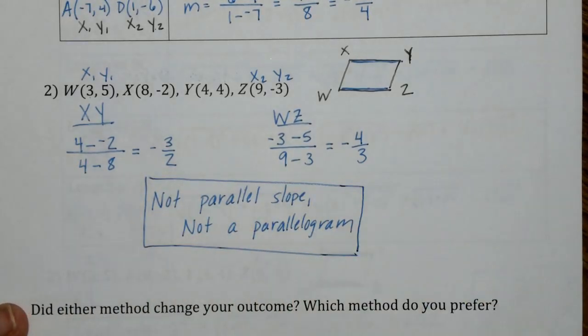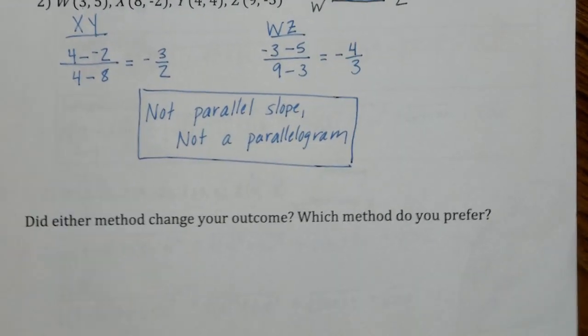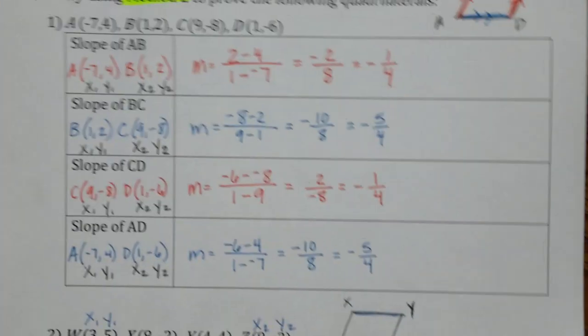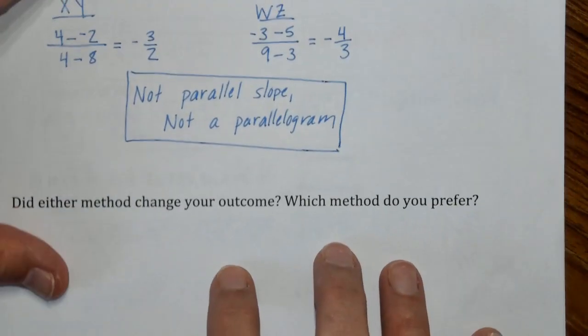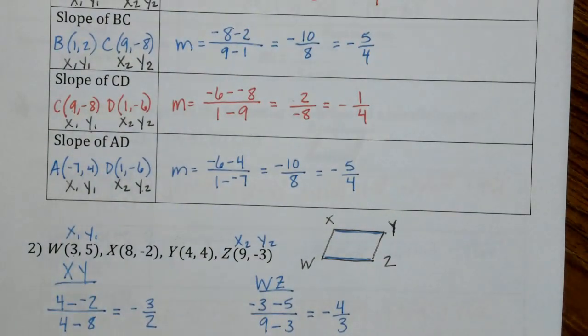And the last part that we have down here: did either method change your outcome? Which method did you prefer? Because now that you know, number 1 and 2 on the distance formula was the exact same as number 1 and 2 on the slope formula. So we should not have had any outcomes changed, and then it just asks which method do you prefer, because you can use either one. Please ask your teacher if you have any questions, or you can search on YouTube for other proving parallelograms on a coordinate plane videos.